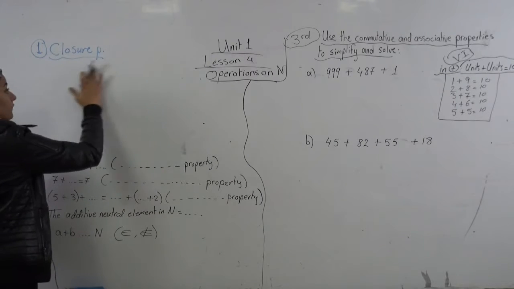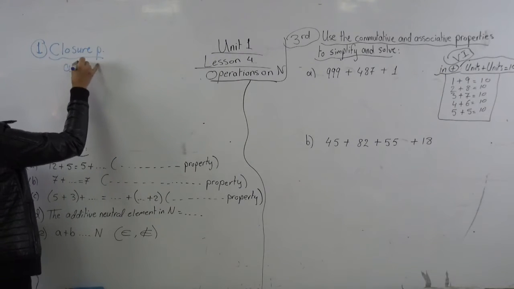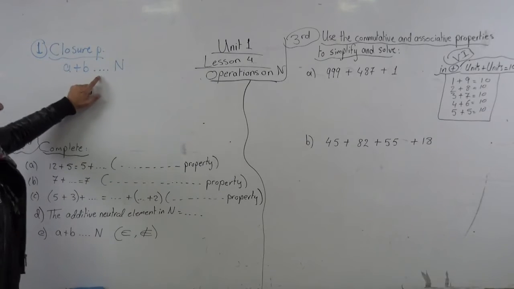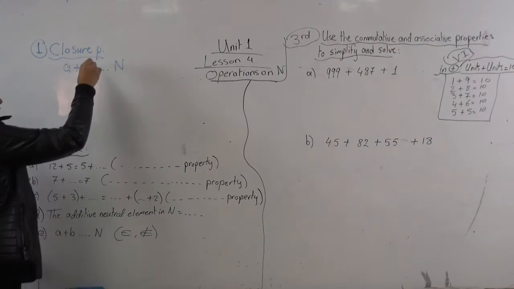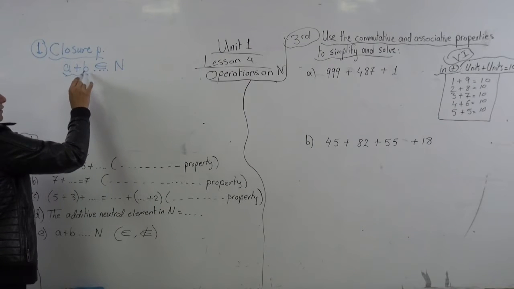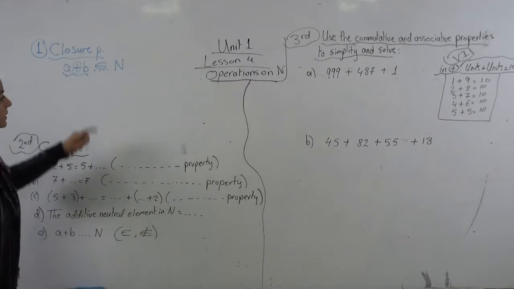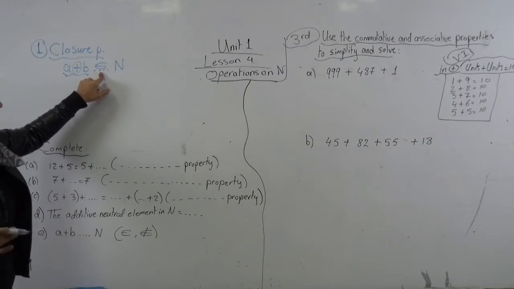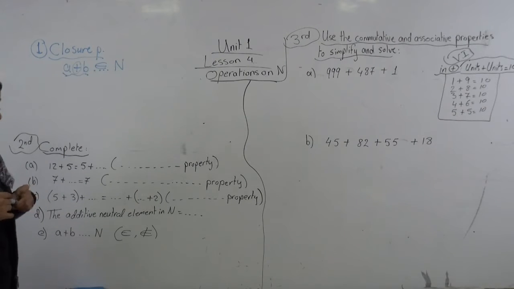That means if he brings for you a plus b, and asks you to put element belongs or element doesn't belong, we are going to put element belongs. Whatever the number a and whatever the number b, if a and b are natural and you are adding, adding natural numbers will always be a natural number. There is no other solution. So this is called the closure property.